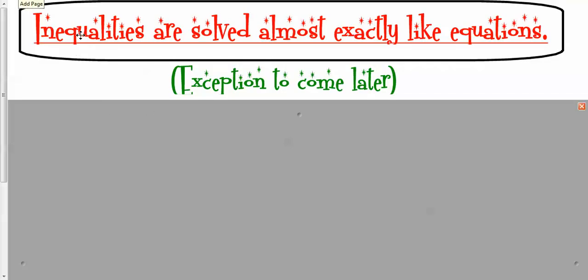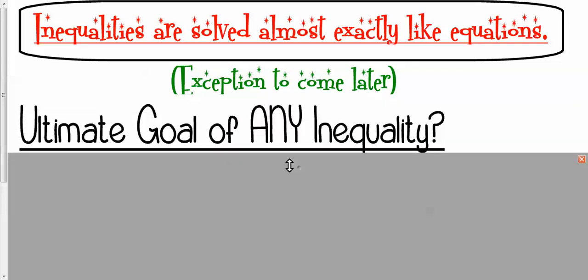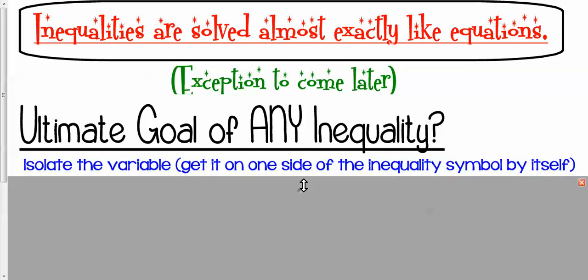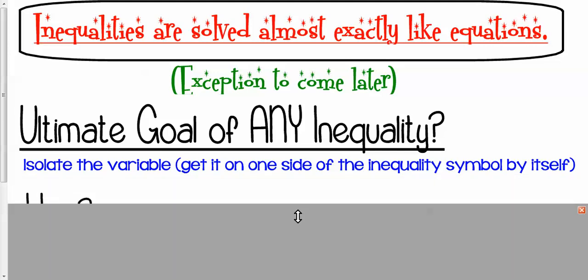So right here, very important. Inequalities are solved almost exactly like equations. There is one exception, and it will come later in the next lesson. Our ultimate goal for any inequality is still to isolate the variable, meaning that you're going to get it on one side of the inequality symbol by itself. The difference from an equation is that instead of one side of the equal sign, it's the inequality symbol, because that's the difference between an equation and an inequality.